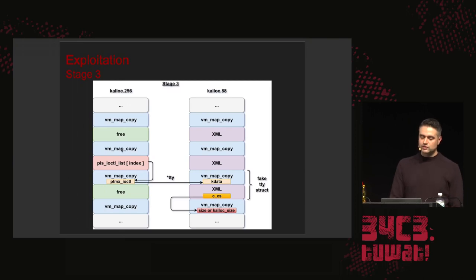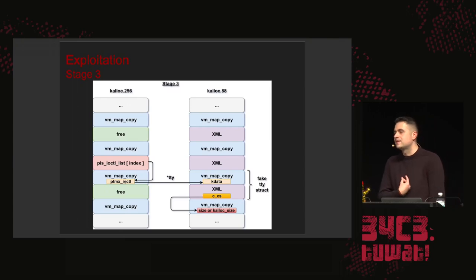Remember that I control the contents of the VMAP copy, right? So I placed in the buffer of the VMAP copy this PTMX ioctl address that I know, and I point the invalid index that I control to this address that I put here. And what is this address? It's the leaked address that I got in the previous stage, which points to the calloc 88 zone.